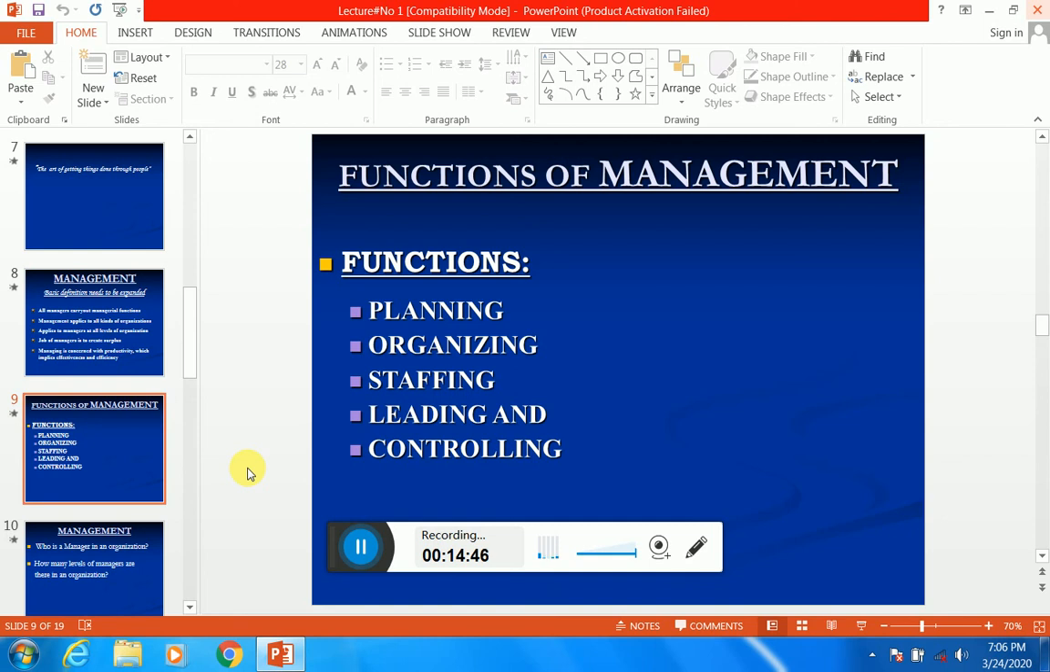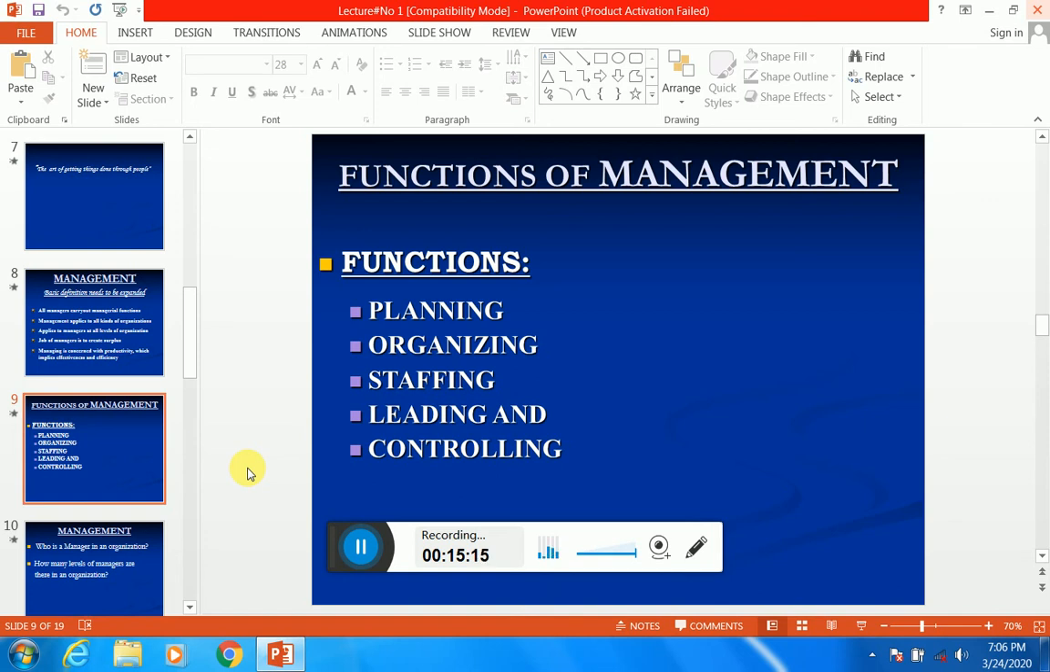Then next is staffing. Staffing, simply stated, is a process where the best fit is found to fulfill the vacant jobs in the organization. In other words, we can say it is a process of hiring the best individuals to the organization to fulfill the vacant gap. After that we have leading.